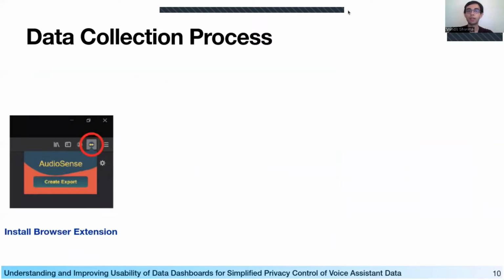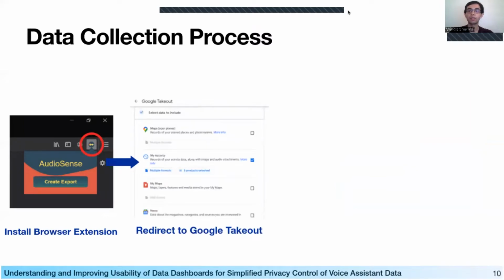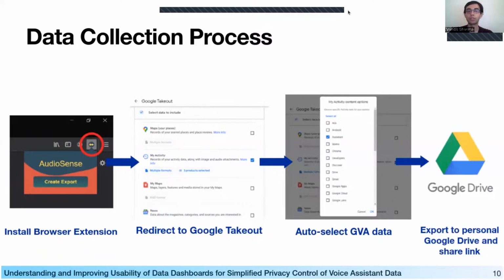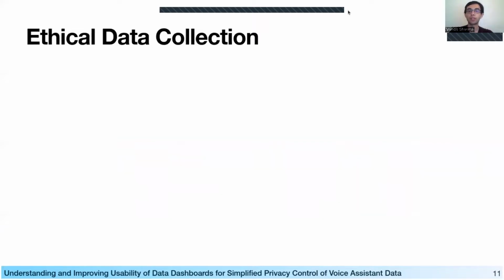This extension redirected users to Google Takeout, which is a service provided by Google to download all collected data across all its products and services. Since we were interested in only Google Assistant data, the extension automatically unchecked all other data fields selected by default and then created an export of user Google Assistant data to their personal Google Drive. The users were then asked to share the link to this Google Drive file with us. Now that you all are aware about the different types of data Google Assistant might collect, this approach can seem a bit invasive. In order to make sure our data collection was as privacy preserving as possible, we took the following measures.